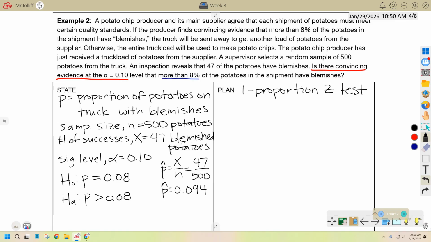Questions on the state step before we move on? No. All right. Margarita, in the plan stage, we check 3 things. Can you tell me one of the 3 things we have to check? Independence. Very good. So we have 1, 2, 3, independence. Bonus point for Margarita. Do you remember how we check for independence?